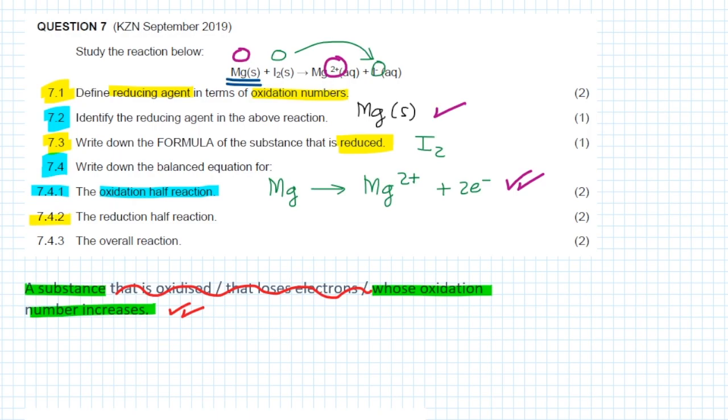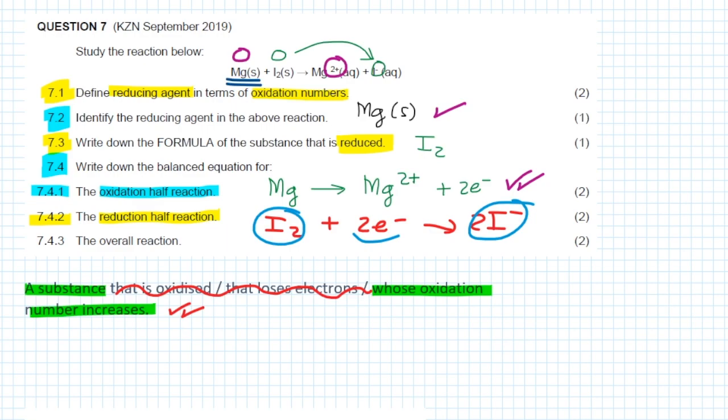Question 7.4.2 says, write down the reduction half reaction. There we have iodine, I2. It is going to gain 2 electrons. The reason I say 2 electrons is because there are 2 iodine atoms and they are each going to form a charge of -1. One iodine molecule forms 2 iodine ions and it needs to gain 2 electrons.